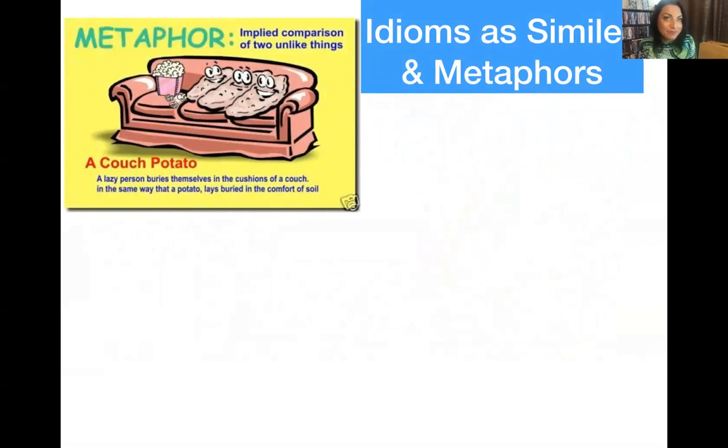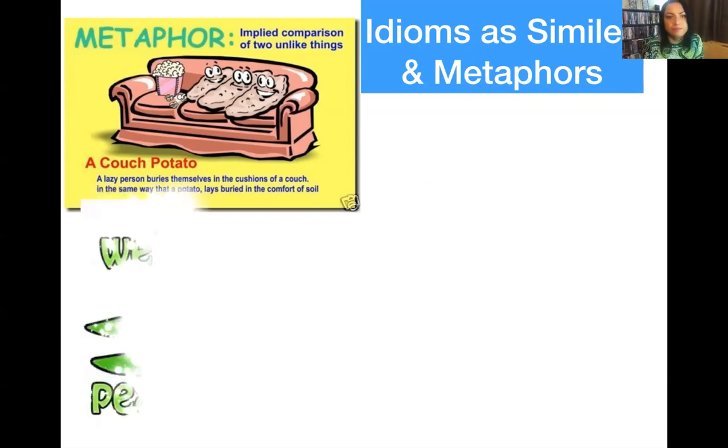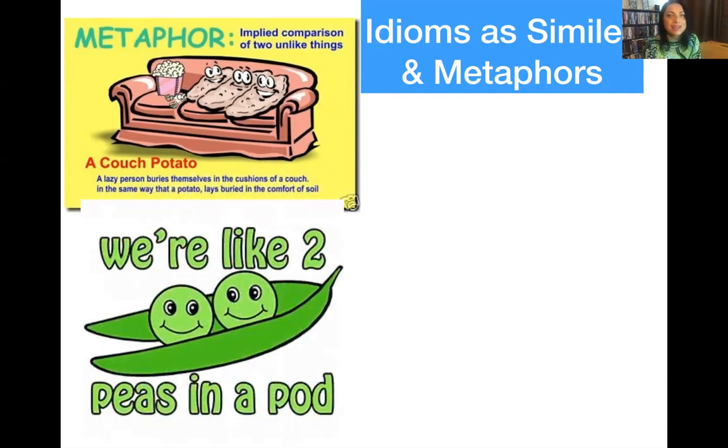Remember this idiom? Couch potato. So if you say someone is a couch potato, it's a metaphor. But if someone is like a potato, then it's a simile. So an idiom can be a metaphor or can be a simile. Remember, idiom is just to refer to an idea in a culture where you can make anything a simile like this, or a metaphor. We're like two peas in a pod. Is that a simile or a metaphor? This is an idiom. We're like two peas in a pod. We're besties. Like. So it's a simile. Good job.